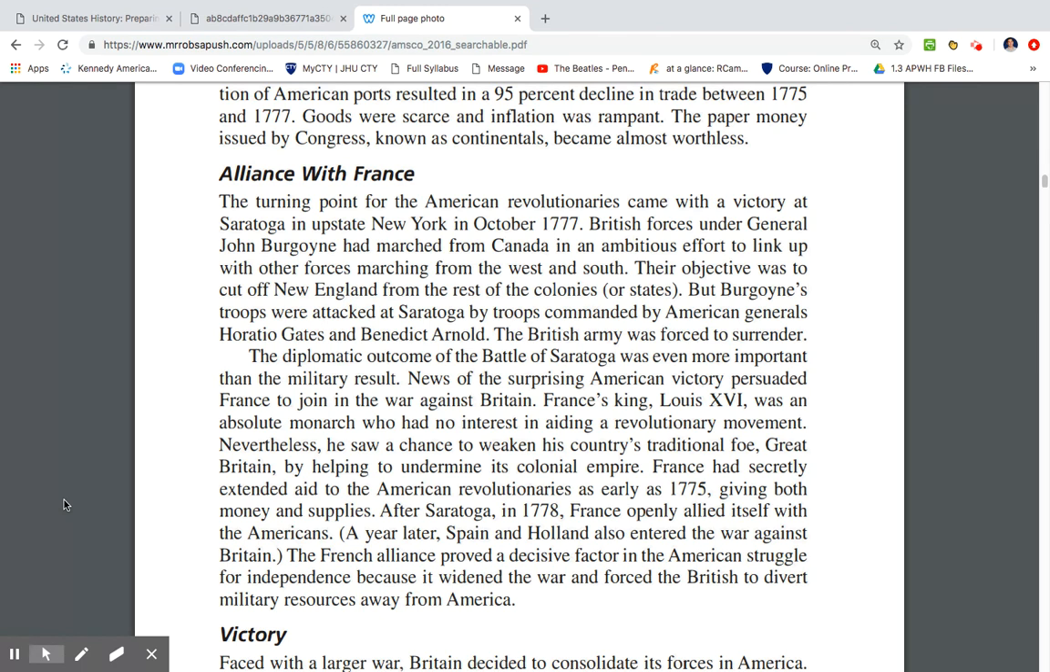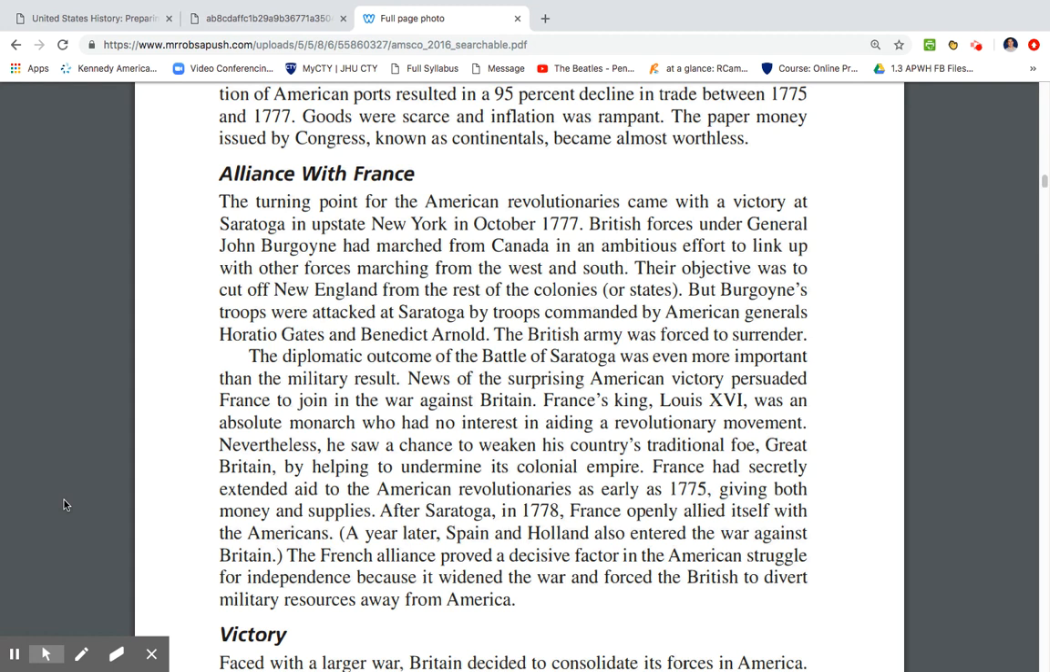France had secretly extended aid to the American Revolution as early as 75, giving both money and supplies. After Saratoga in 78, France openly allied itself with the Americans. A year later, Spain and Holland also entered the war against the Brits. A French alliance proved a decisive factor in the American struggle for independence, as it widened the war and forced the British to divert military resources away from America.